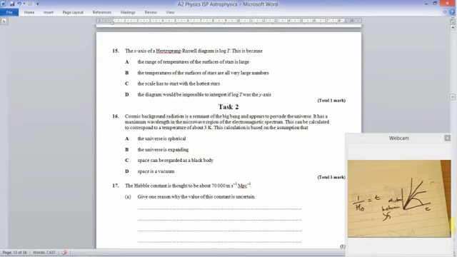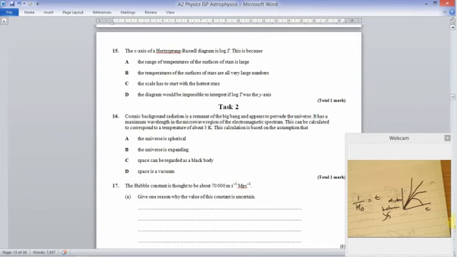This calculation is based on the assumption that the universe behaves as a black body. That's the only way we can really get from temperatures to wavelengths, by assuming something behaves like a black body. So that's C.